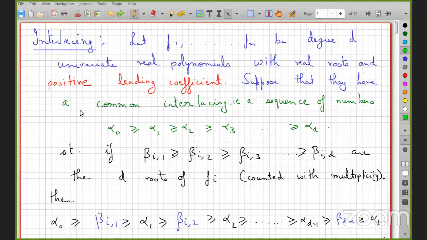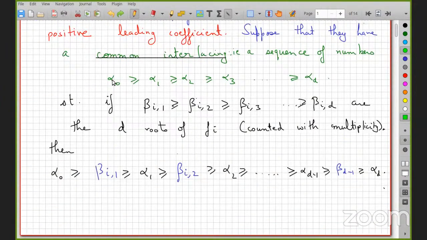Then they are said to have a common interlacing if there is a sequence of d plus 1 numbers, alpha 0 to alpha d, arranged in descending order. It's not necessarily strictly descending, just descending order. Such that if you look at the d roots, in descending order, of any f_i, counting multiplicity and again arranging in weakly descending order, not necessarily strict because the roots may be repeated, then they interlace in the sense that the d roots lie between these numbers in this way: the first root lies between alpha 0 and alpha 1, the second root lies between alpha 1 and alpha 2. Again, everything here is non-strict, and so on, up till the dth root lying between alpha d minus 1 and alpha d.